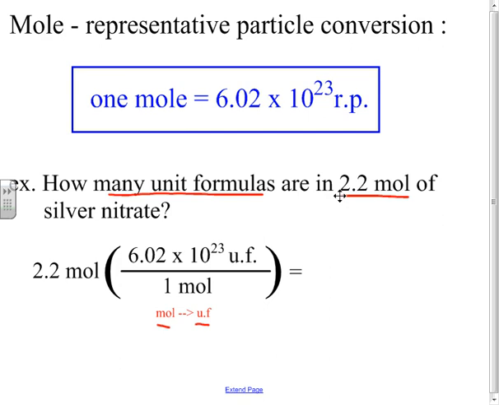That way moles and moles are going to cancel, and if I have 2.2 moles and 1 mole is Avogadro's number, I'm going to have 2.2 times as many unit formulas, and so we're just going to multiply Avogadro's number times 2.2, coming out to 1.3 times 10 to the 24th unit formulas. Note, we can have 2 significant figures on that one.